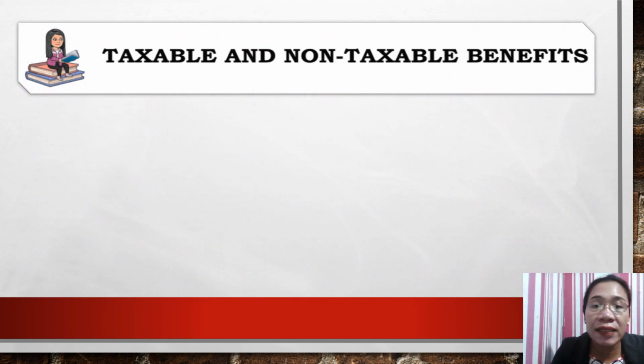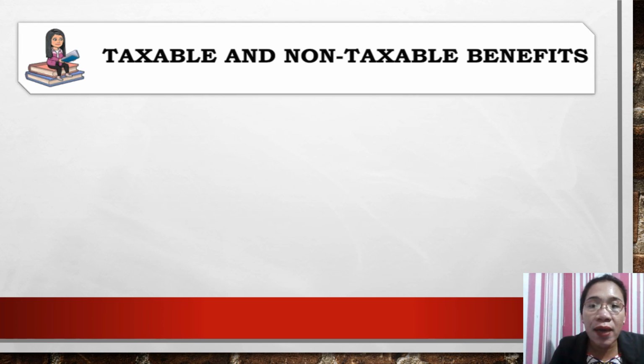Okay, next let's proceed to taxable and non-taxable benefits. So, the Bureau of Internal Revenue, or BIR, issued Revenue Regulations number 5 of 2011 with the following non-taxable benefits, or the so-called de minimis benefits. Again, de minimis benefits, which is further amended in RR number 8 of 2012.